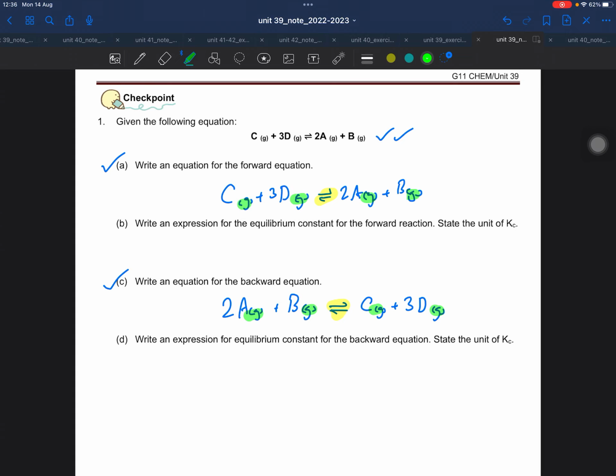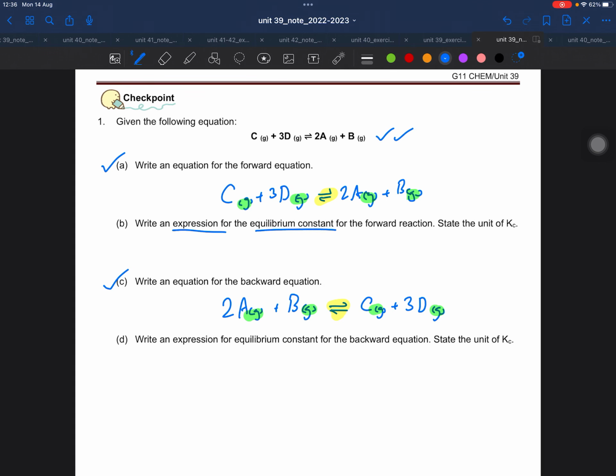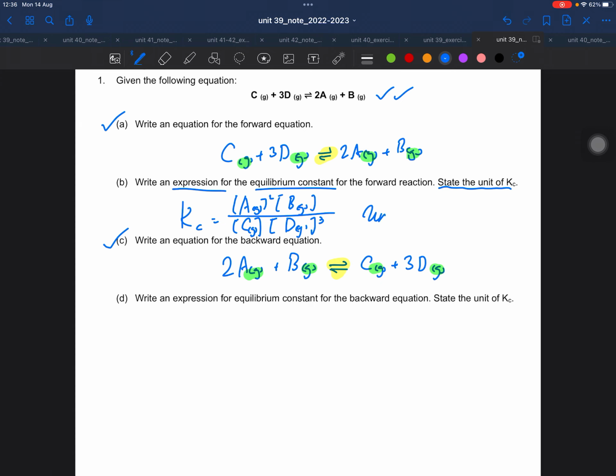Okay, next is to write down the expression of the equilibrium constant and state the unit. There are two answers you should mention. The first one is the expression. The second one is the unit, right? So let's do it. According to our equation, it will be something like this, okay? But what about the unit?